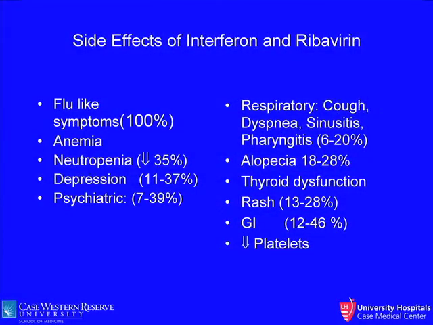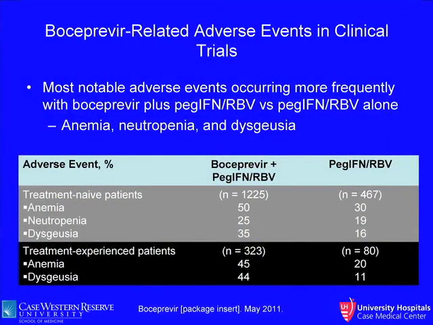Of course, the previous generation of drugs, pegylated interferon and ribavirin, had their own slew of side effects. Flu-like symptoms, anemia, rashes, dyspnea, et cetera. And now you're adding on top of that specific side effects or increments in side effects associated with protease inhibitors. So for boceprevir, the main side effects associated with this drug when given with pegylated interferon and ribavirin are anemia, neutropenia, and an altered taste sensation or dysgeusia.